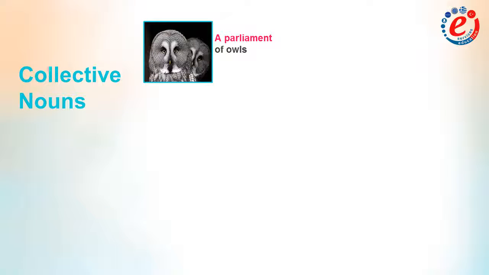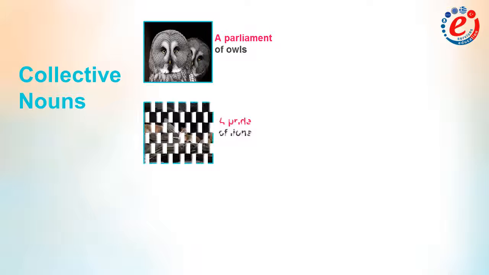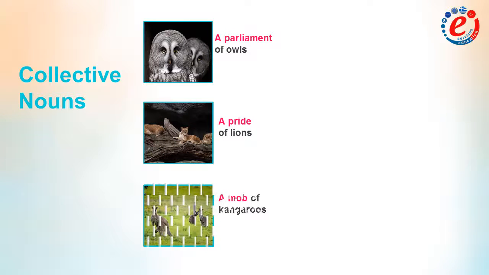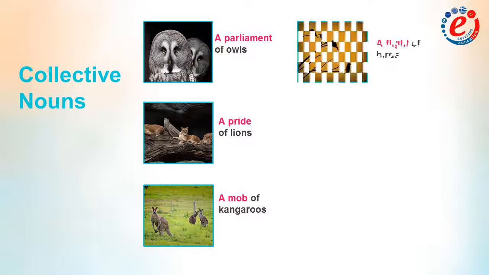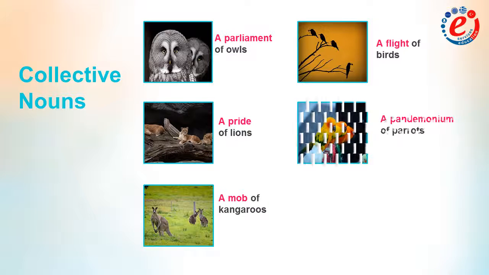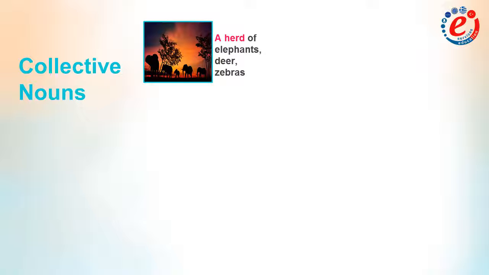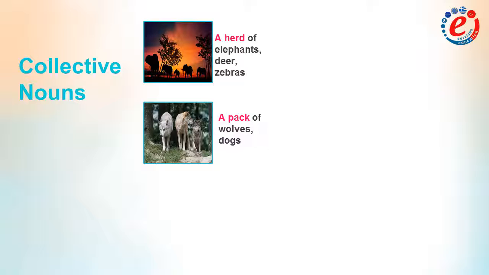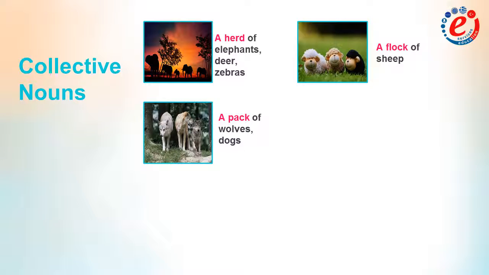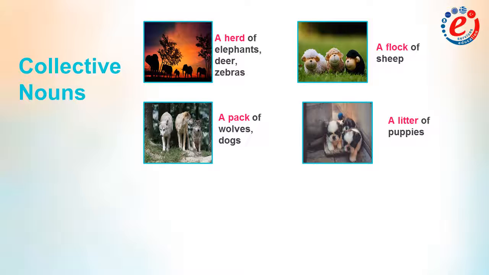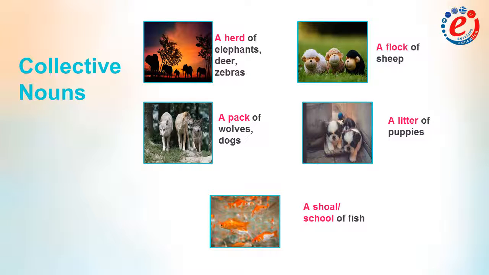Collective nouns that are associated with animals are a parliament of owls, a pride of lions, a mob of kangaroos, a flight of birds, a pandemonium of parrots, a swarm of bees, a herd of elephants, or a herd of deer or a herd of zebras, a pack of wolves or a pack of dogs, a flock of sheep, a litter of puppies, a shoal or a school of fish.